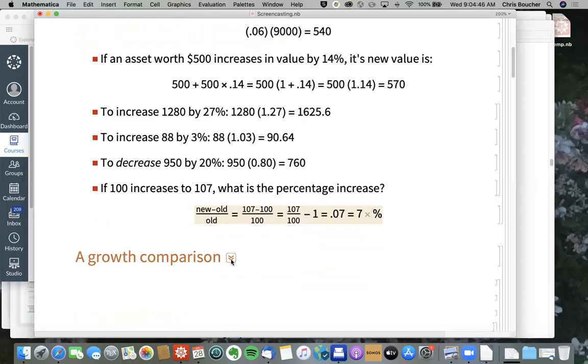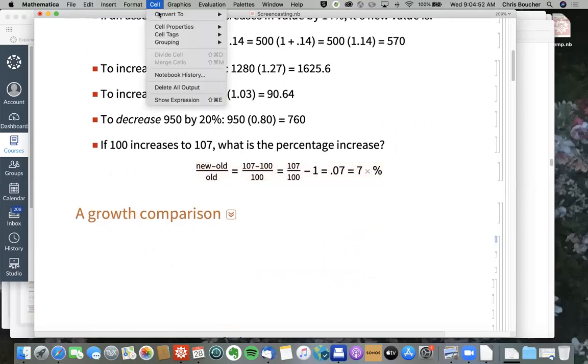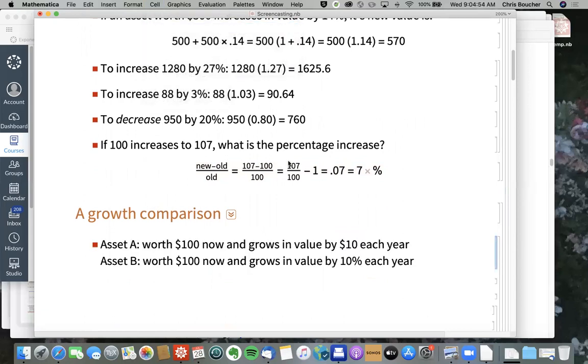Okay, so let's take an example here, to introduce exponential functions and compare them a little bit to linear functions. So suppose I have two assets, call them asset A and asset B, and they're both worth $100, and they're both growing in value over time, but they're growing differently, right? The first asset grows by $10 each year. So this is a little bit simpler growth than the second asset, which grows by 10% each year, right?